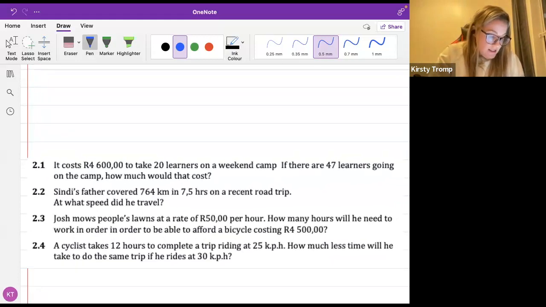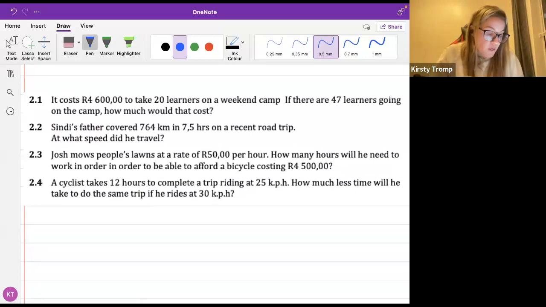So the next section says, it costs 4,600 Rand to take 20 learners on a weekend camp. If there are 47 learners going on a camp, how much would that cost? Okay, so we're doing a little bit of ratios here. Slindila's father covered 764 kilometers in 7.5 hours on a recent road trip. At what speed did he travel? All right, so we're doing a little bit of rates there as well.